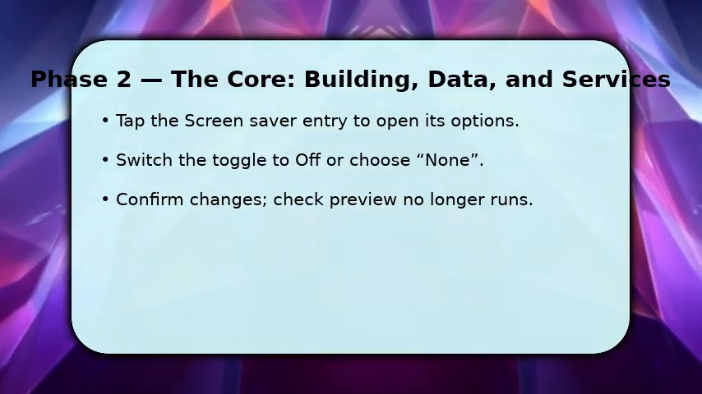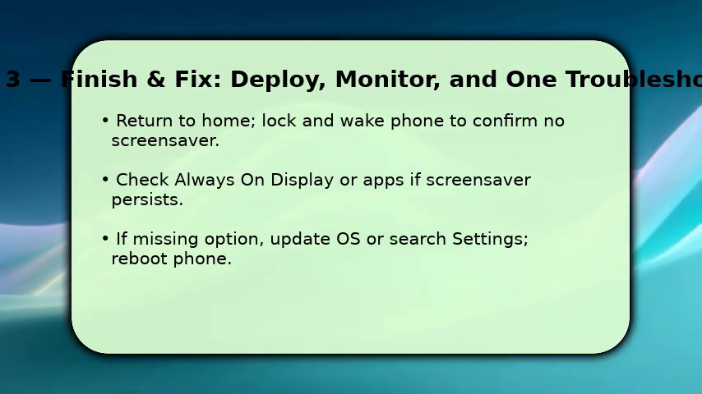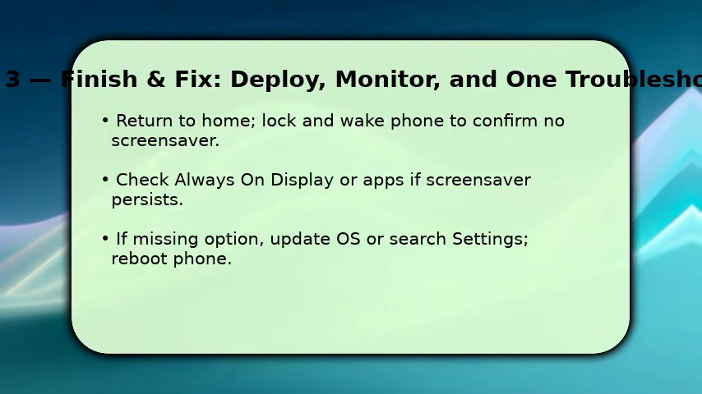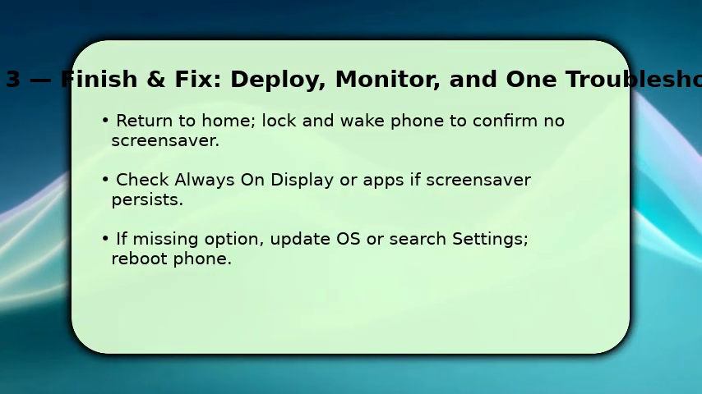Finish by locking and waking the device to confirm the Screensaver no longer appears. That verifies the change. If you still see content, check Always on Display under Lock Screen Settings or any third-party Screensaver app. Disable those too.